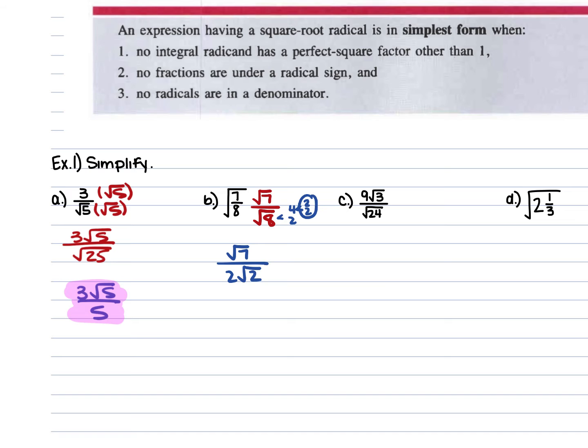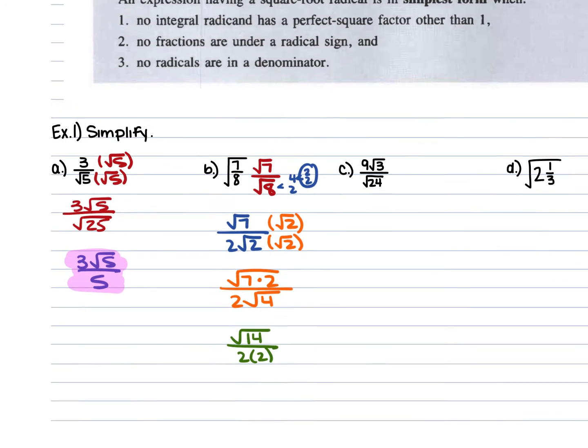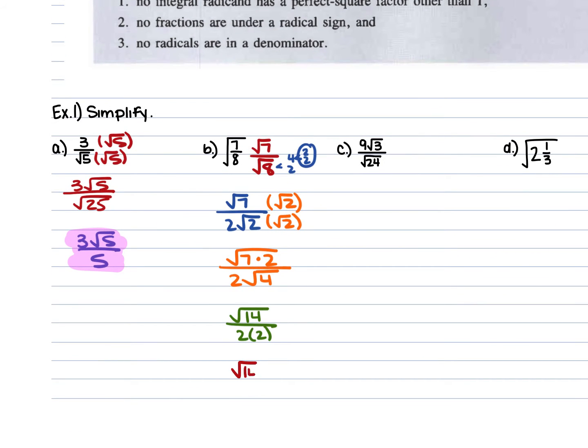Multiply the top and the bottom of this fraction by the square root of 2 to rationalize that denominator. And we're going to have the square root of 7 times 2 over 2 times the square root of 2 times 2, which is 4. The square root of 4 is 2. 2 times 7 is 14, so that gives us the square root of 14 over 2 times 2. 2 times 2 is 4, so that's the square root of 14 over 4.